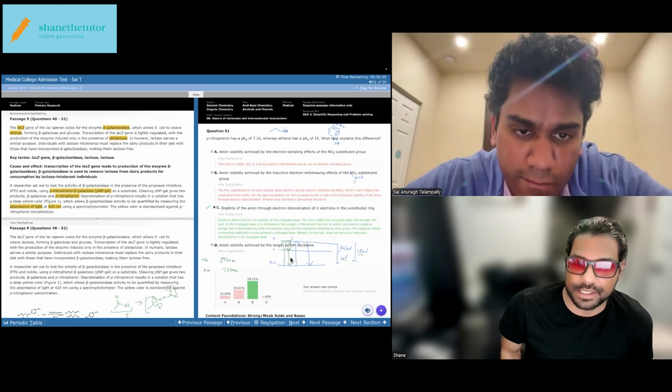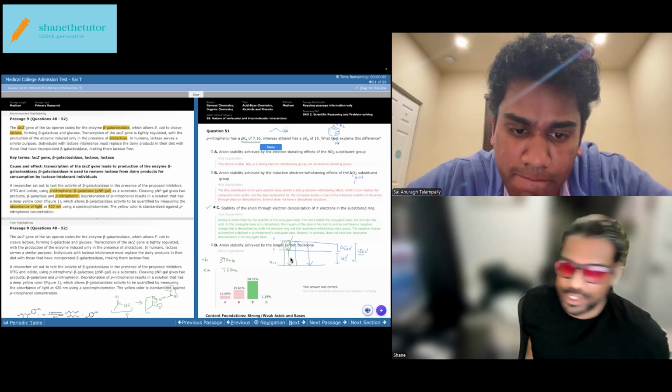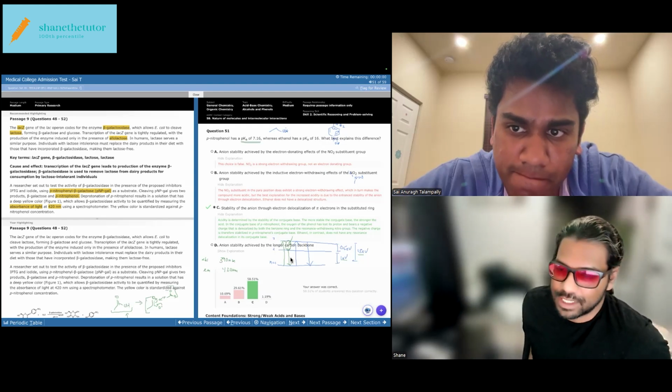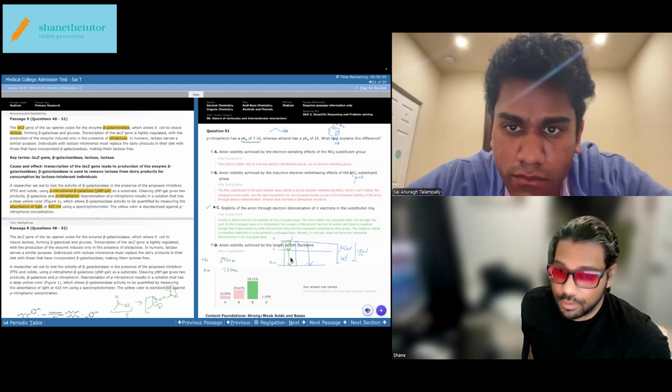And that's what we have here. We have a lower pKa for p-nitrophenol, which means it's a stronger acid, which means it's more okay with losing a proton.